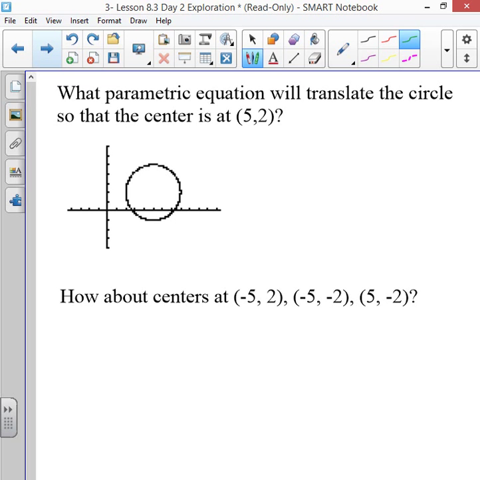Alright, let's go back to the equation at hand, which is circles. And so I have this circle right here. It's still a radius of 3, but I would like to translate the circle so the center is at 5, 2. Well, we learned just yesterday how to move something. And so what we did is we took our x-coordinate and we added something to it, and we took our y-coordinate and we added something to it. So we know the basic equation was 3 times cosine of t and 3 times sine of t. So if I want to move this center, which was at 0, 0, to 5, 2, I need to go over 5 and up 2.